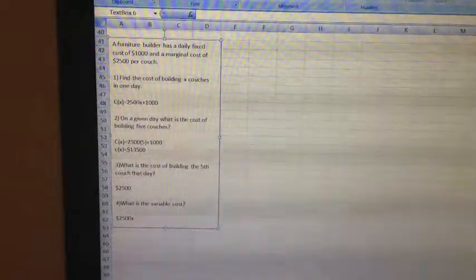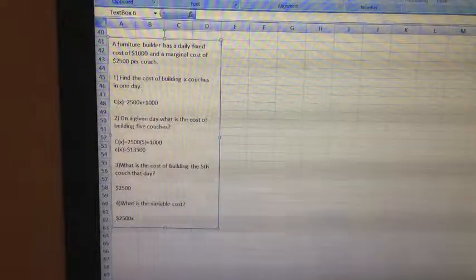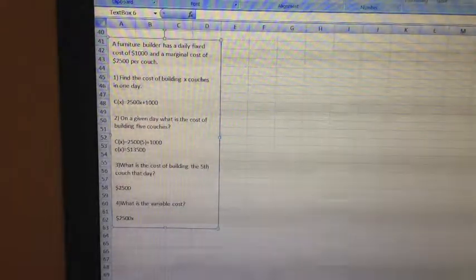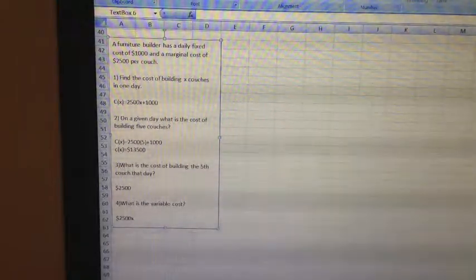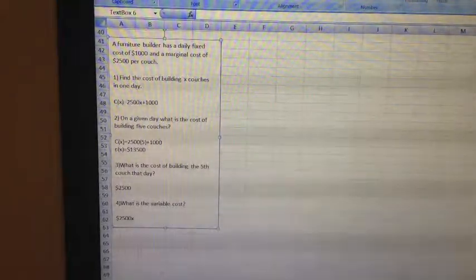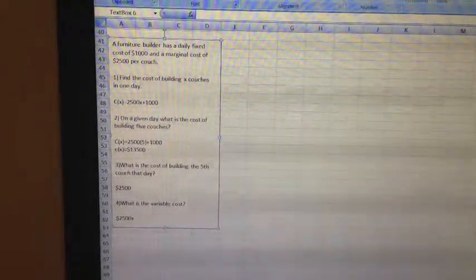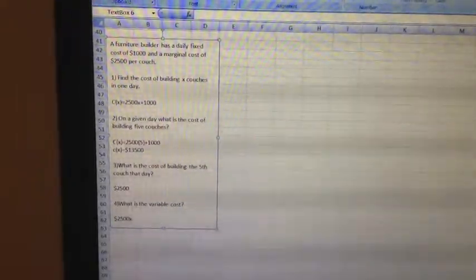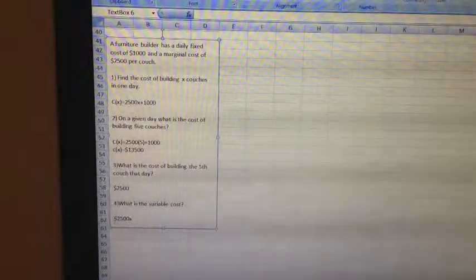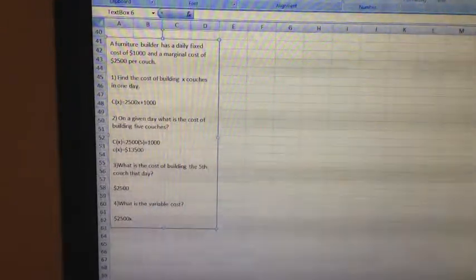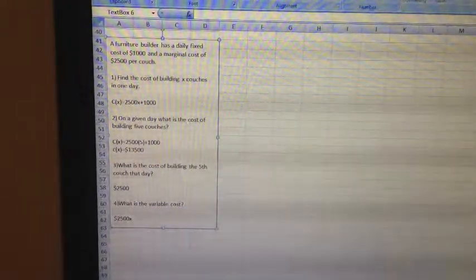Next, it says, on a given day, what is the cost of building 5 couches? So what we're going to do is take our x value, which stands for the number of couches that we build in a day, and plug 5 in instead of our x. So we take our function, we plug in 5, we do out the math, and we get that to build 5 couches in one day, it would be $13,500.